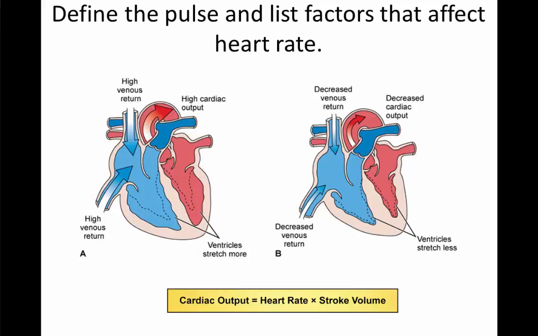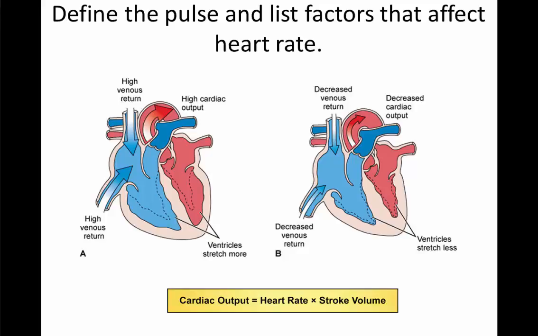Here we have two situations. On the left side, we have high venous return to the heart, and on the right side, we have decreased venous return to the heart. Why might this be the case? We just finished taking a look at what allows venous blood to return to the heart. One of those factors was the flexing of muscles.